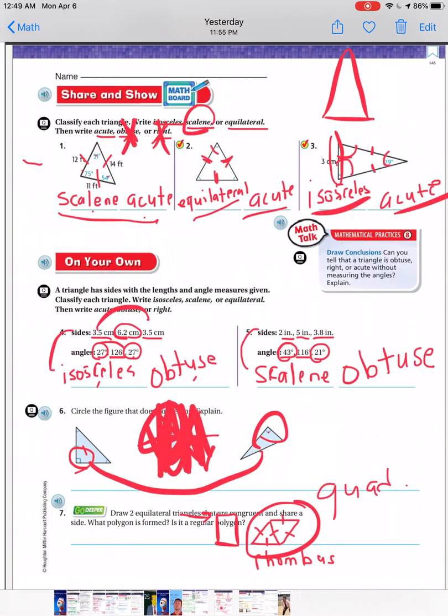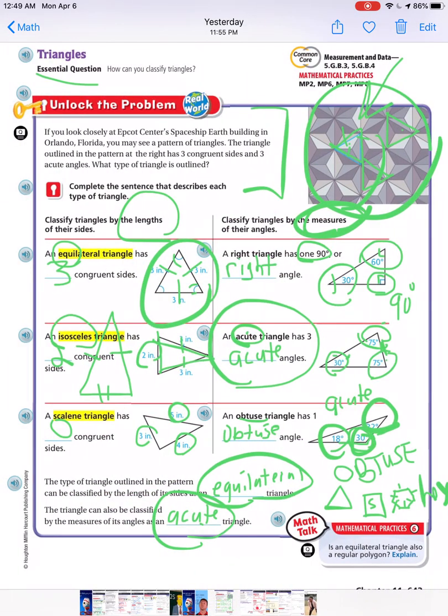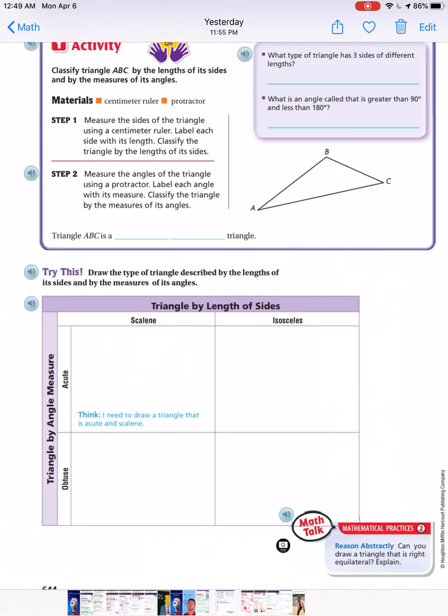Next page. Look at this. I get to keep the pages. All the work's still on it. And you know what? I can share this with you if you need them.